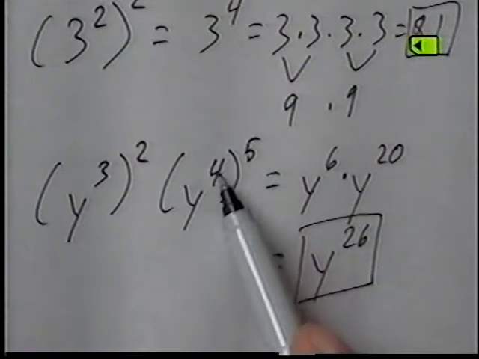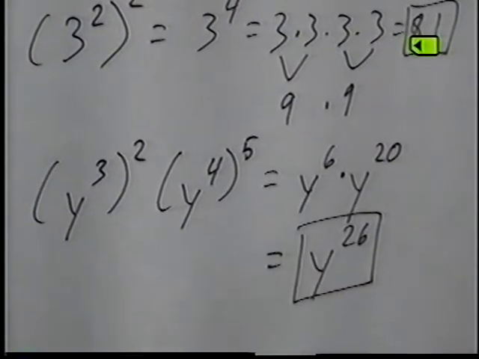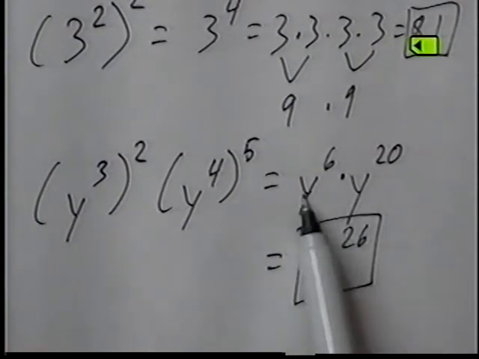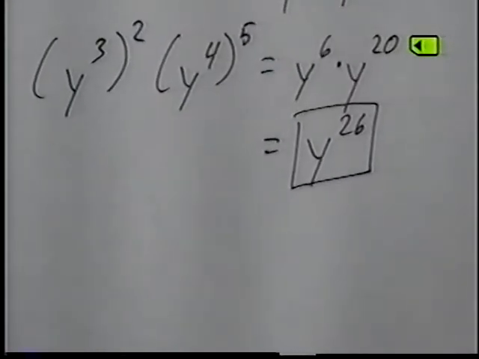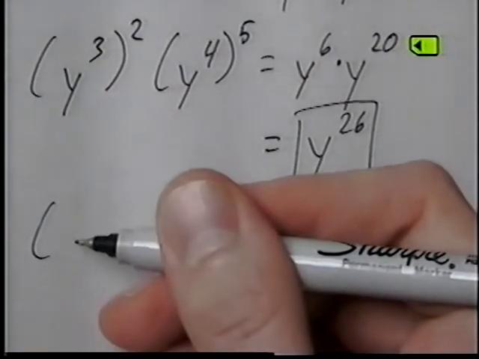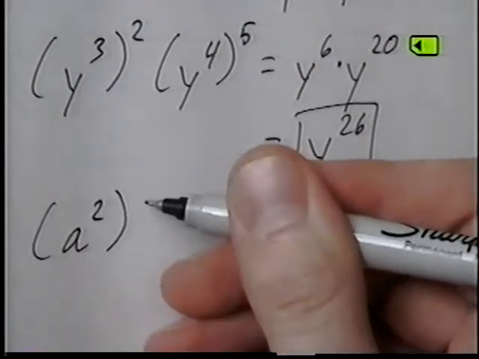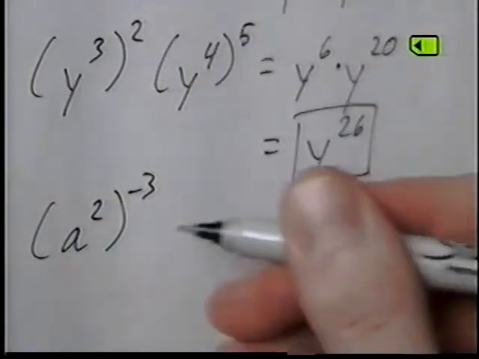So again, if you have parentheses with two exponents, you multiply. If you have the same variable or base twice, the two exponents you add. And last question for this section. A to the 2nd power raised to the negative 3rd power.